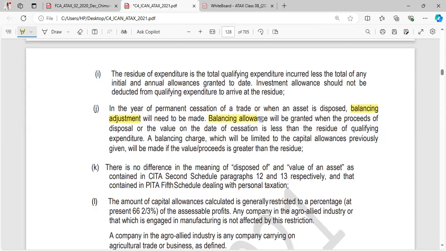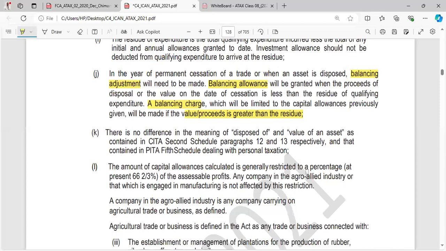Then balancing allowance will be granted when the proceeds of disposal or the value at the date of cessation is less than the residue. A balancing charge will be limited to the capital allowances previously given, when the value of proceeds is greater than the residue.